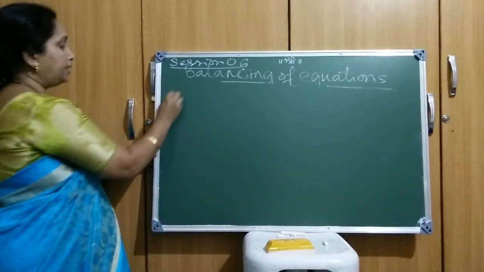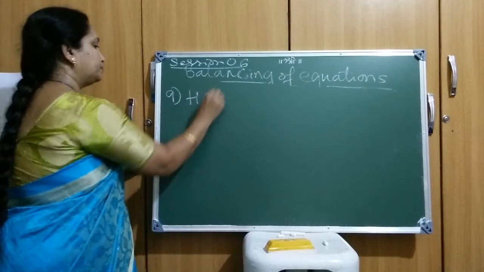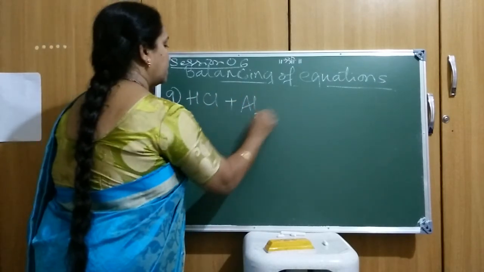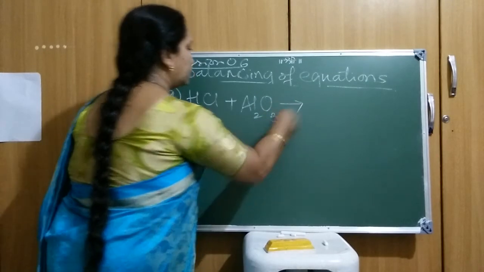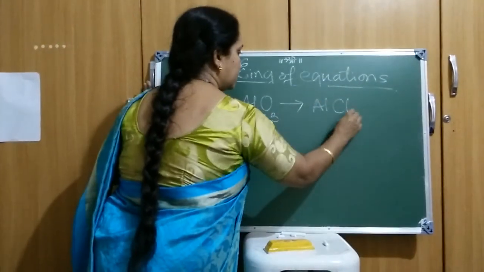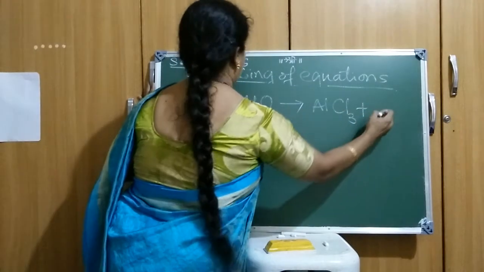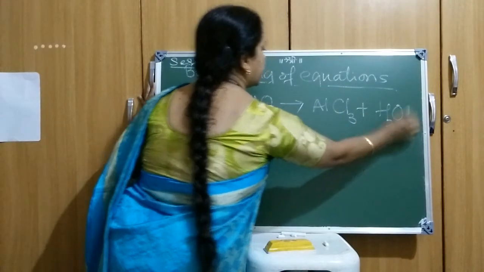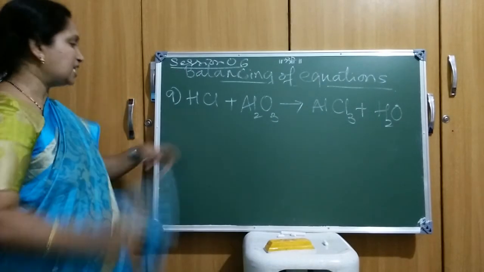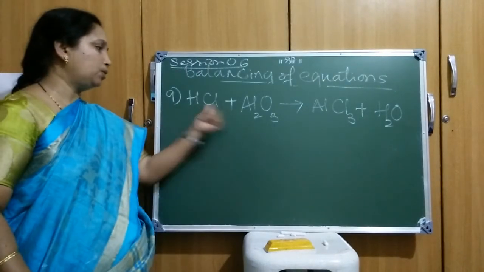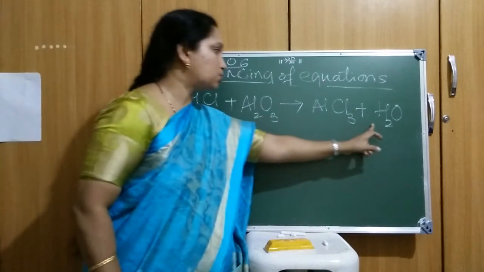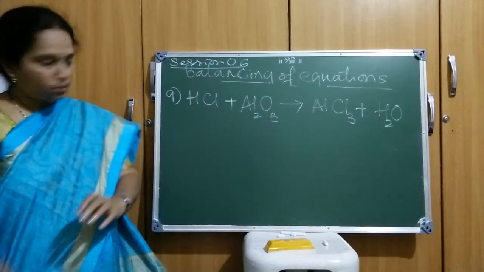That is the 9th one. HCl plus Al2O3 gives out AlCl3 plus H2O. Right. And as you are observing here, hydrochloric acid and aluminium oxide are going to react, the aluminium chloride is going to form, and the water is formed over there.